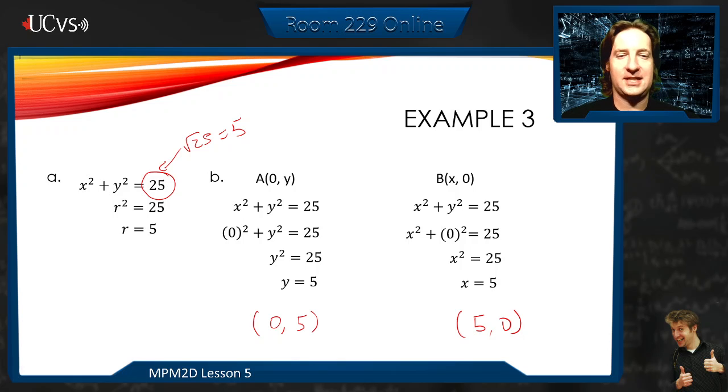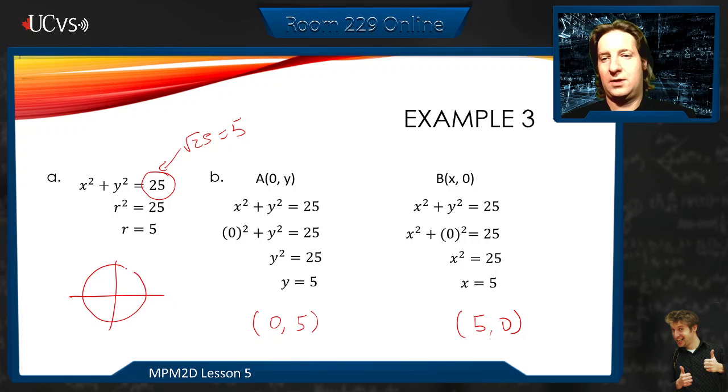And that makes sense, right? Because if we just draw a quick picture here, if this is a radius of 5, we know that this distance is also going to be 5. So this point here has to be 5, 0. And we know that since this radius is also 5, this will be 0, 5. Right, this makes sense visually. Algebraically, it makes sense too.